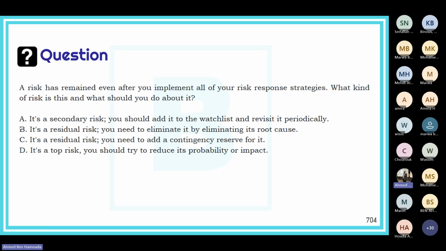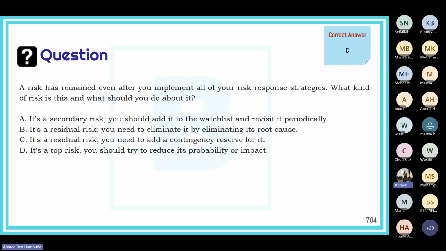Now we have B, it says residual risk. We need to eliminate it by eliminating its root cause. However, it's not really possible sometimes to eliminate a residual risk, because if it was possible to eliminate it, then it wouldn't have been residual or categorized as residual. So therefore the right answer is C.